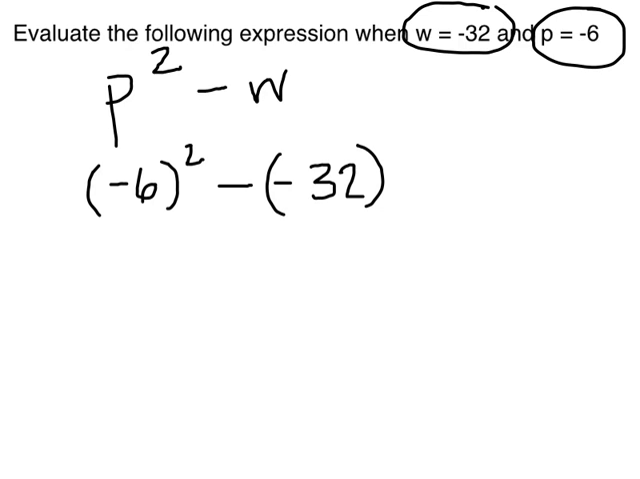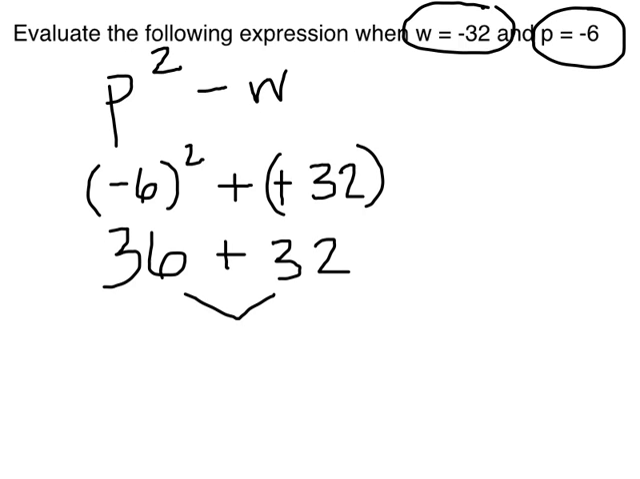Doesn't matter if you use the parentheses, but for me it helps me keep organized, so I know that I get these right every time. Now I can follow order of operations. I see an exponent, which means that needs to come first. -6 times -6 is 36. Minus -32, the rule is keep, change, change, so I'm actually adding a positive 32. 36 plus 32 is 68.